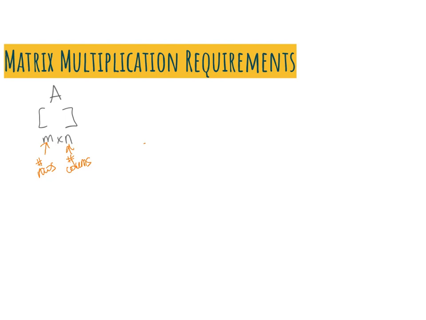And then let's say we have matrix B. So we know this is our matrix. And let's say that this is an s by t, right? So it has s rows and t columns. So I want to know if I can multiply these two matrices together. So I want to know if I can do A times B. So we need to start by looking at the order. So the order for A was m times n, and the order for B is s times t.